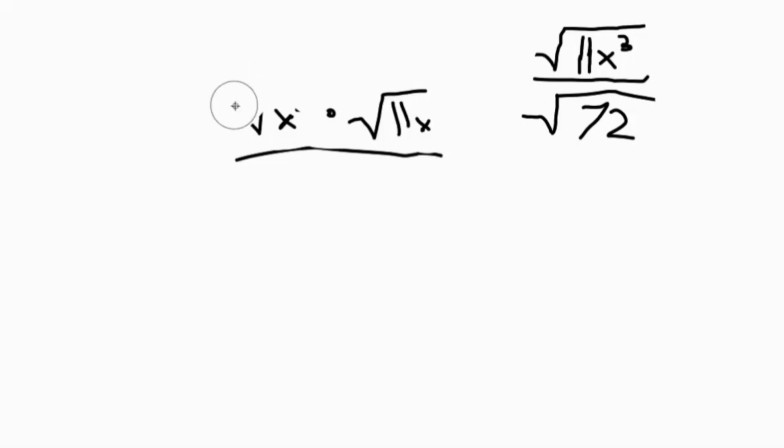Would leave us with just x. Why? Because we're getting rid of one of the 2's, which gives us just x, and that will be written as x, and then 11x inside the radical.